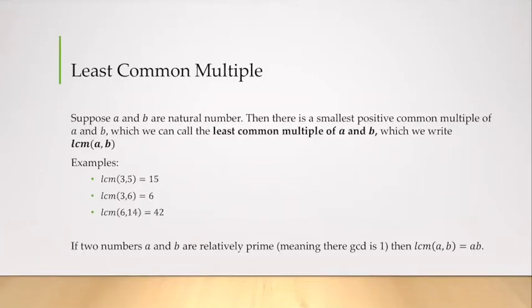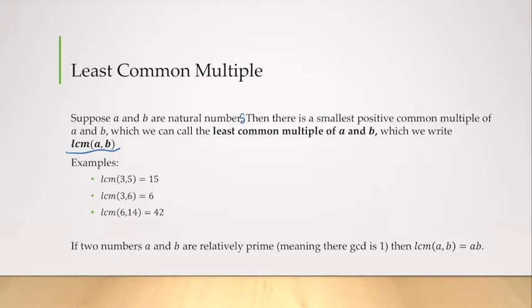The last thing I want to talk about in this section is least common multiple. Let's suppose that A and B are natural numbers. Then there is a smallest positive common multiple of A and B, and we're going to call that the least common multiple of A and B, which we write LCM of A and B. So for example, the least common multiple of 3 and 5 is 15, right?